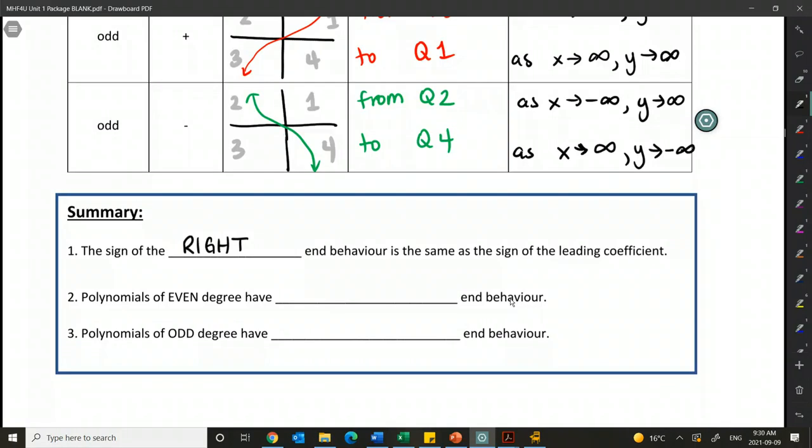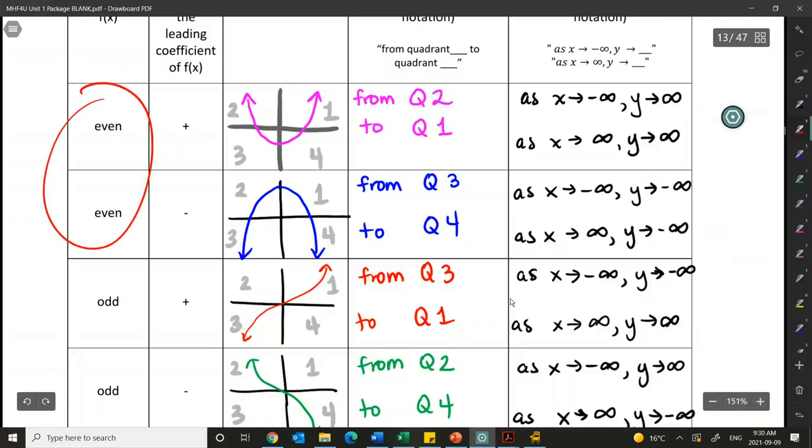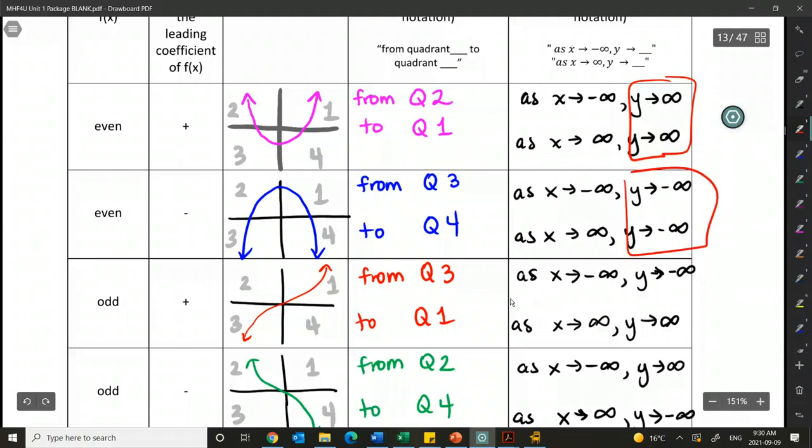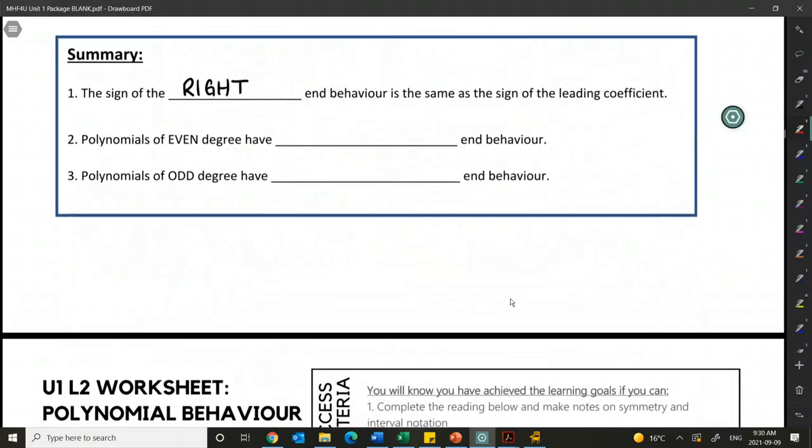Polynomials of even degree have blank end behavior. What do we notice about these two even degree polynomials and their end behavior? They're the same. So either it's both positive infinity, they're both facing up, or they're both facing down. And that's for even degree polynomials. So we will say the same.